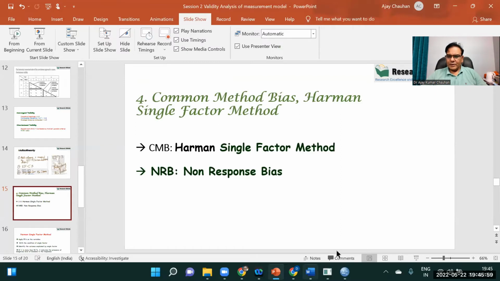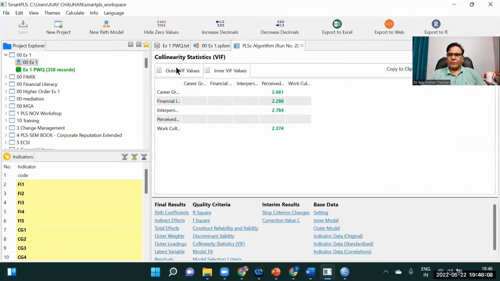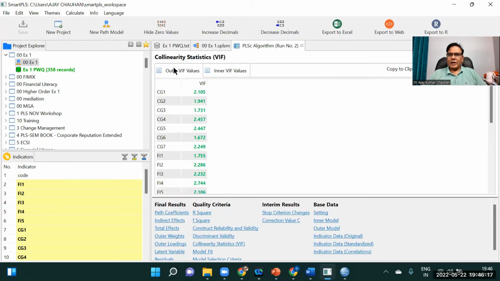Just 1 minute, some people are asking me inner VIF or outer VIF. Outer means VIF between the items. So both VIF values you have to check, inner VIF and outer VIF. People are asking me in my chat box which VIF, inner or outer. Inner VIF is talking about the inner model, and inner VIF is not multicollinearity, because that is the correlation between the dependent and independent variable. So you have to take care of the outer VIF value. I hope you are getting it.